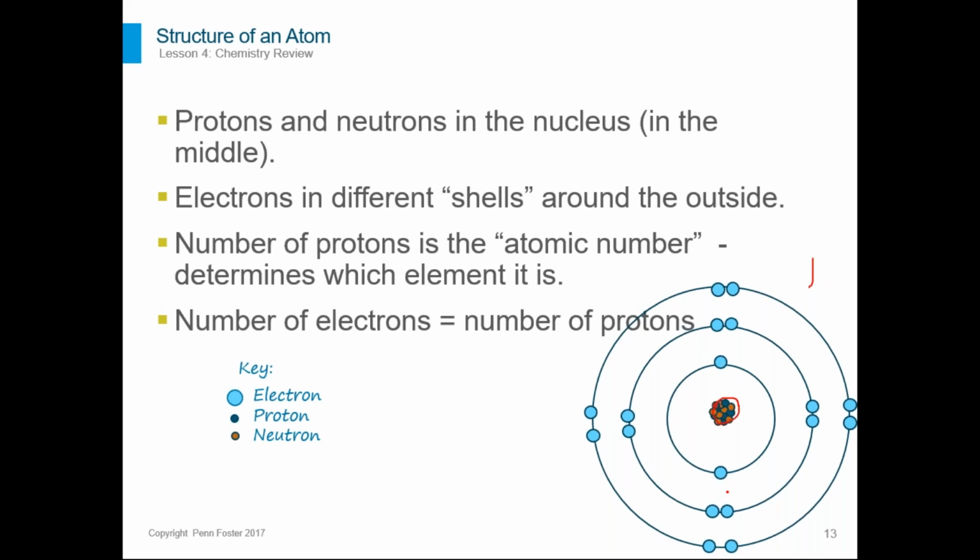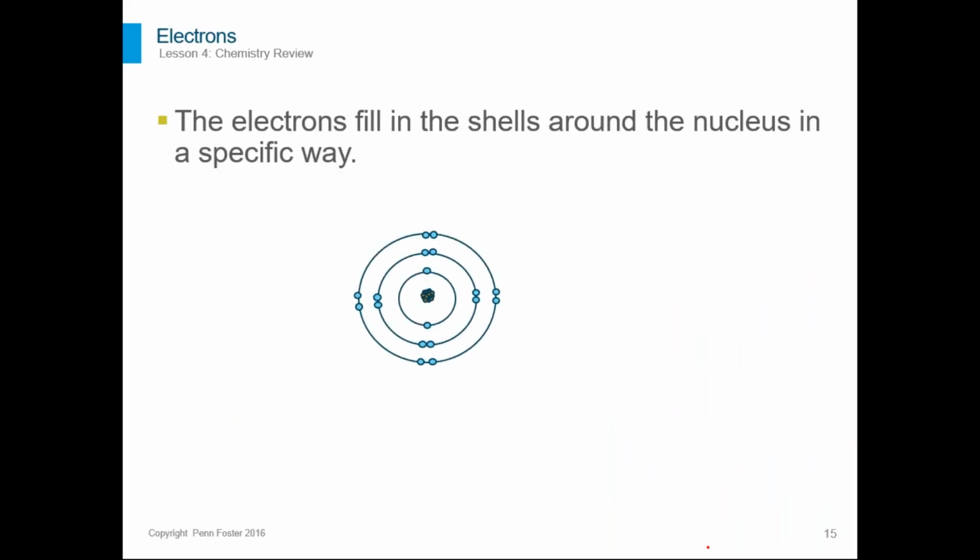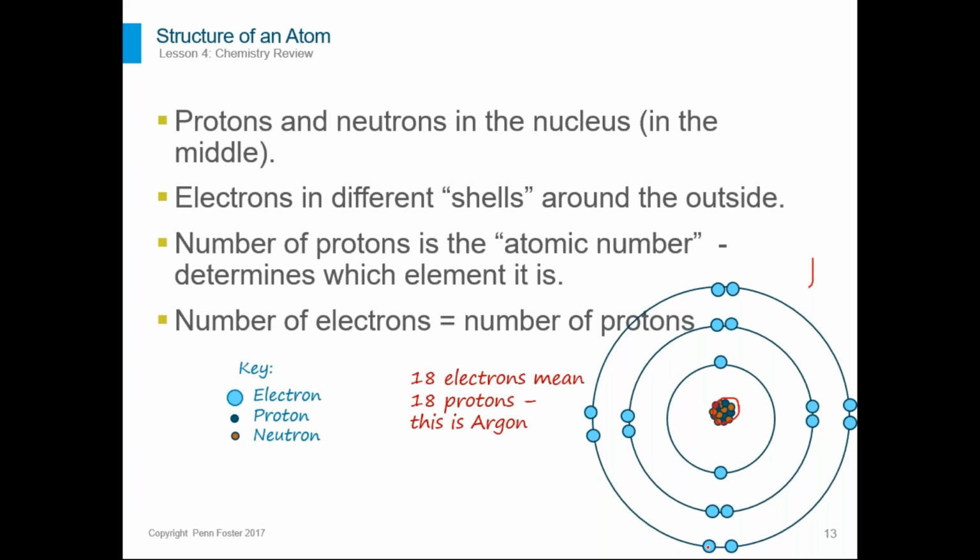Okay, this atom has 1, 2, 3, 4, 5, 6, 7, 8, 9, 10, 11, 12, 13, 14, 15, 16, 17, 18. This atom has 18 electrons. That means it should also have 18 protons. Okay, so knowing that it has 18 protons, we can look at the periodic table and figure out that that is argon. So we would just look at the periodic table, find number 18, and that would be argon.